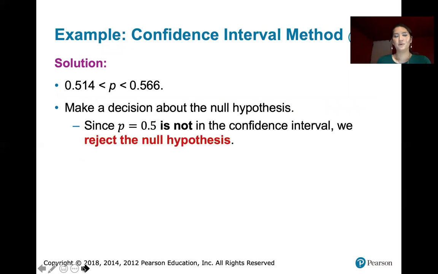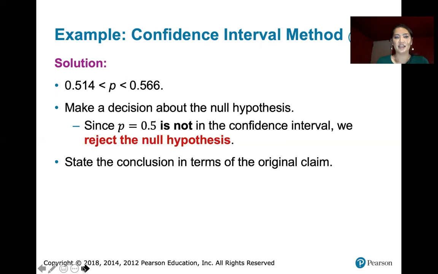Since P equals 0.5 is not in the confidence interval, we're saying that P equals 0.5 is not a value that we would expect to have. That range of values is between 0.514 and 0.566. The lower bound is above P equals 0.5. So we don't have evidence to suggest that P could equal 0.5. So we're going to reject the null hypothesis in this case.